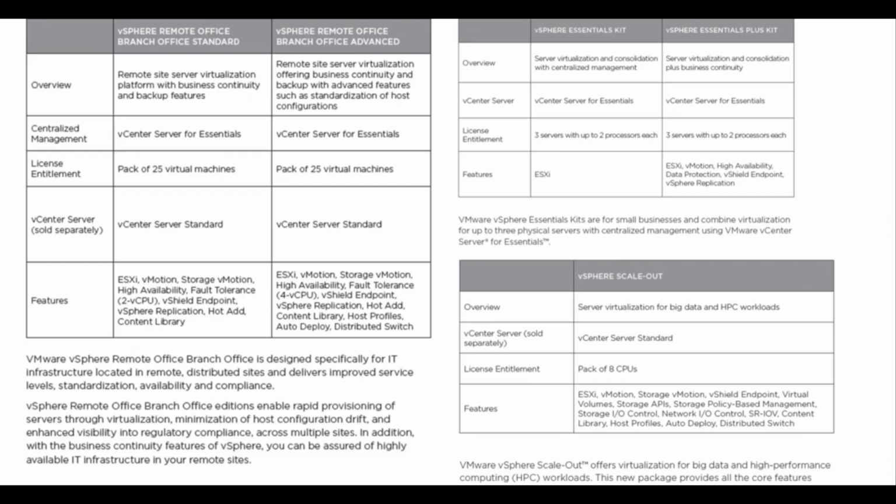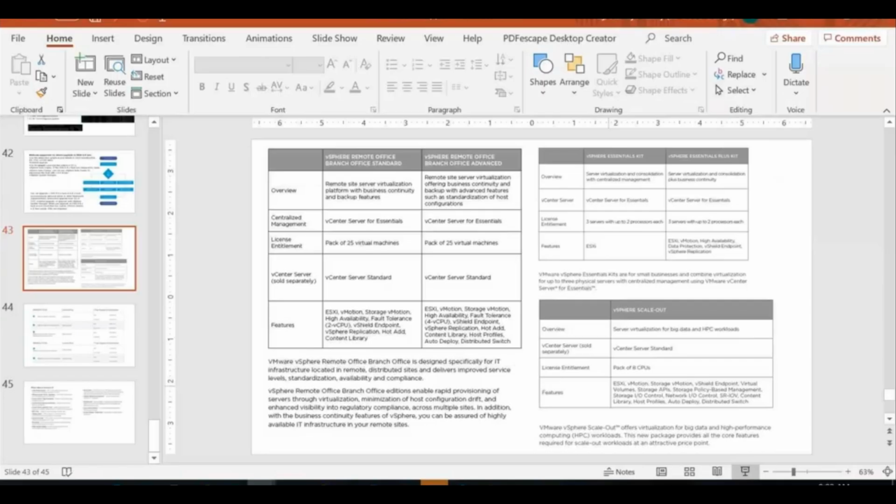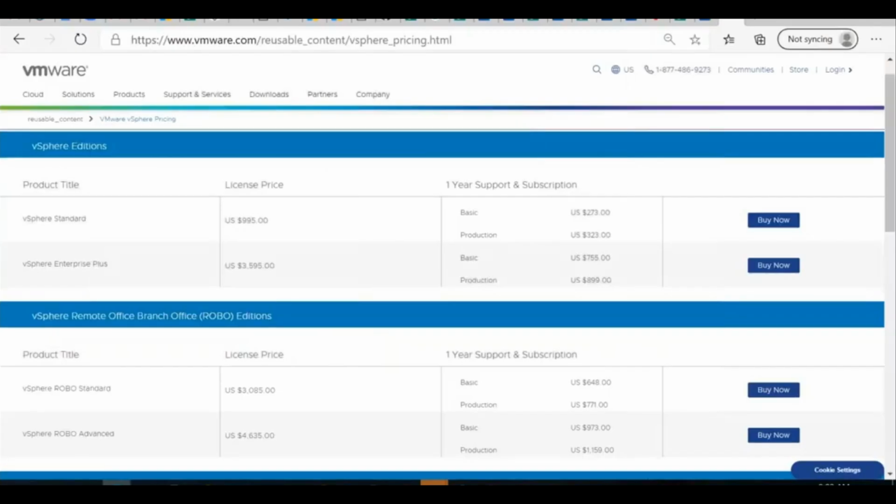They have some option called scale out cluster. You can have up to 8 CPU. So one particular vSphere scale out license can be used for up to 8 CPUs. These are the separate bundle options that you get. I can relate it to the VMware site here.